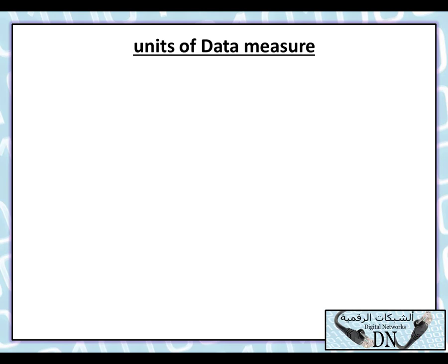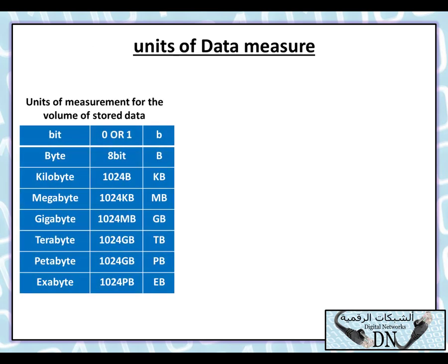Units of data measure. The units of measurement differ according to what we want to measure. If we want to know how much salt we have in the kitchen, we weigh it in the kilogram unit. If we want to measure the distance between two locations, we measure in meters or kilometers. If we want to measure the size of a screen, we use the inch. We have units of measure for data that is stored or transmitted. We start with the units of measurement for the volume of stored data.